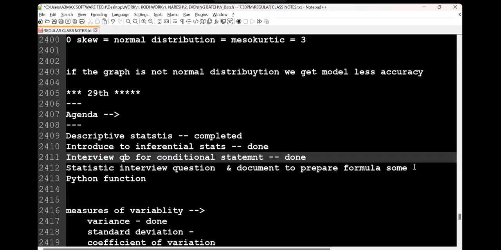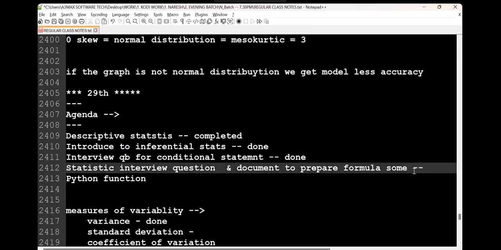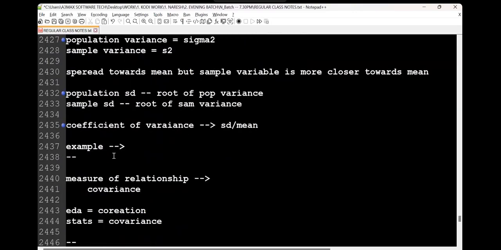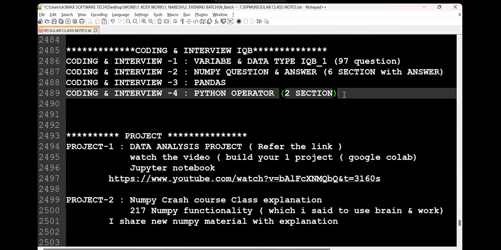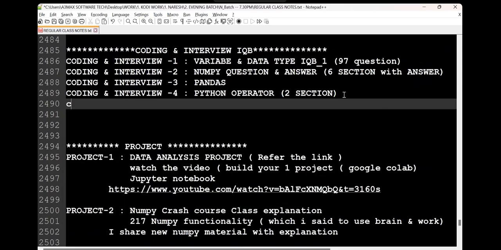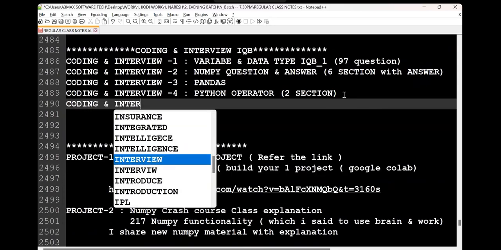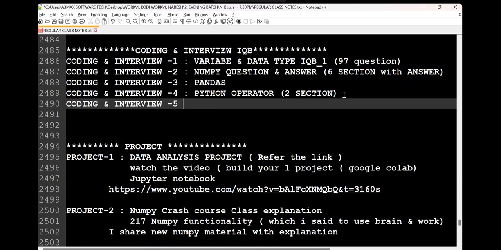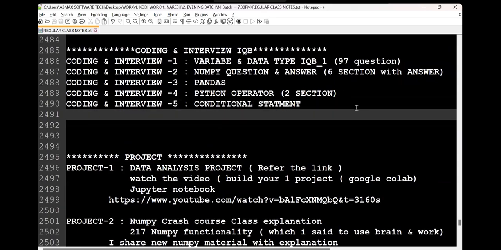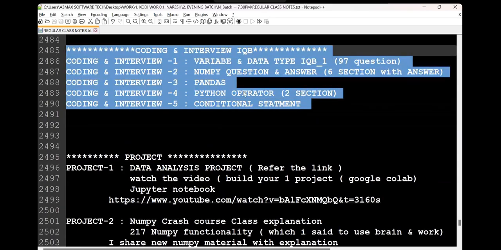Statistics interview questions document. Can you prepare the formulas, guys? Everyone? Now, one moment, scroll down a little, then coding and interview. Number 5, conditional statement. Loops, I'll give you another one. Do you want me to maintain it like this? Yes or no? For the next 5 months, 5.5 months.